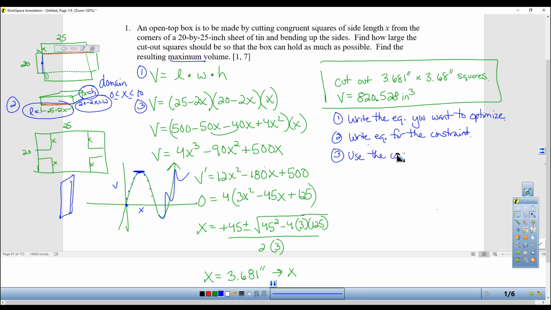Use the constraints to rewrite equation 1 using only one variable. So notice we had a length and a width and a height, but now we have an equation with just x's in it. So I used my constraints to make an equation that only had one variable. Step 4. We did simplify. I'm not going to write that as a step. Step 4 is right here. You're going to take the derivative.